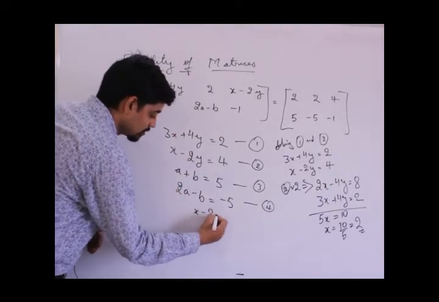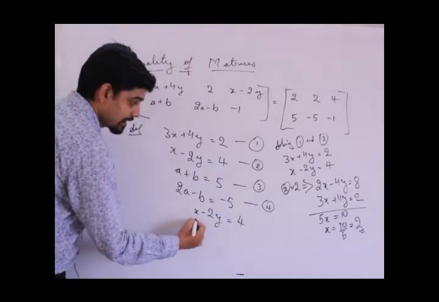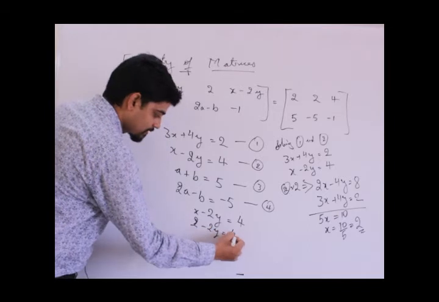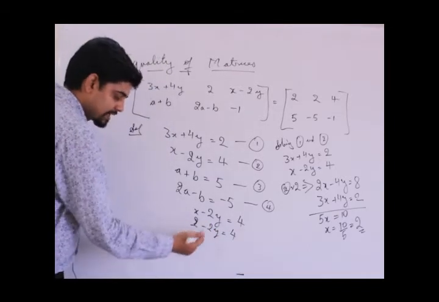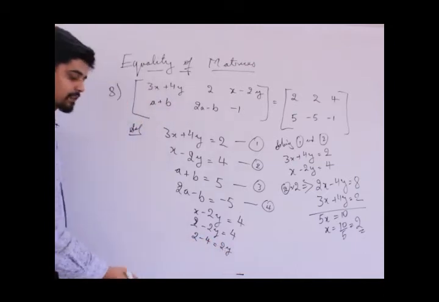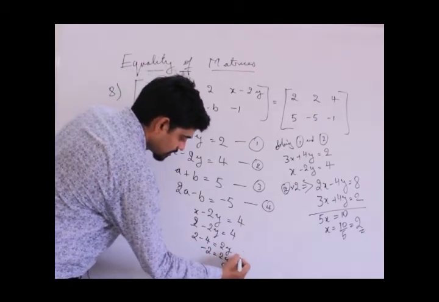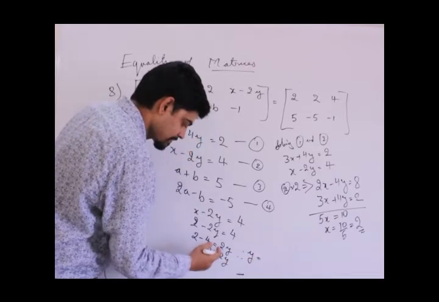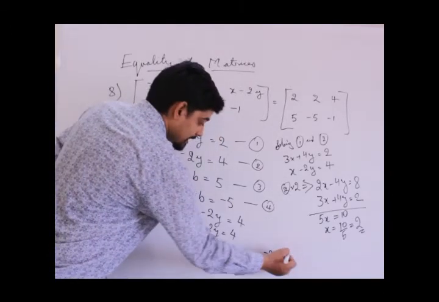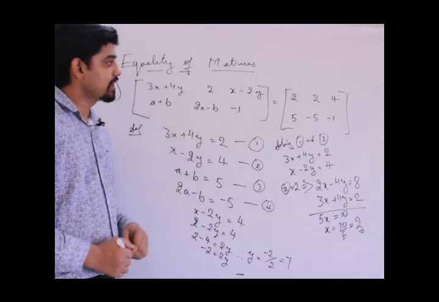So x minus 2y is equal to 4. As we substitute, x is 2, so 2 minus 2y is equal to 4. Taking 4 to this side, this will be 2 minus 4 is equal to 2y. This will be minus 2. So minus 2 is equal to 2y. Therefore y is equal to minus 2 upon 2, which is equal to minus 1. So we have the values of x and y. So we have solved for x and y.